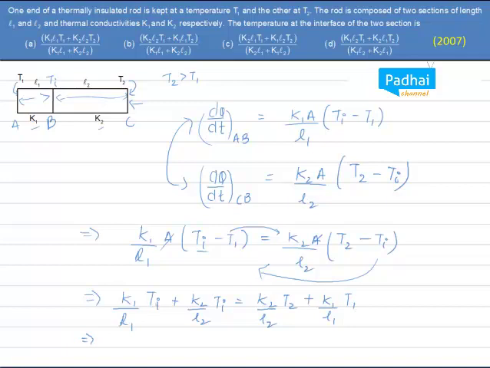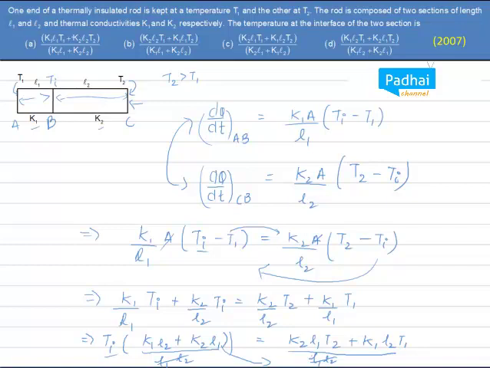So I can take Ti common over here. I'll get K1 L2 plus K2 L1 divided by L1 into L2, which will be equal to K2 L1 T2 plus K1 L2 T1 divided by L1 L2. Now L1 L2 will cancel out. So I can take this thing in the denominator and calculate the value of Ti. So Ti will be equal to what?